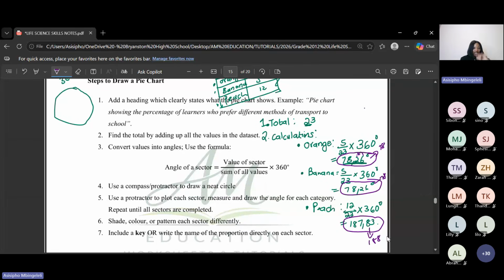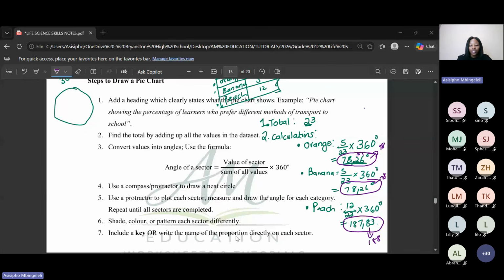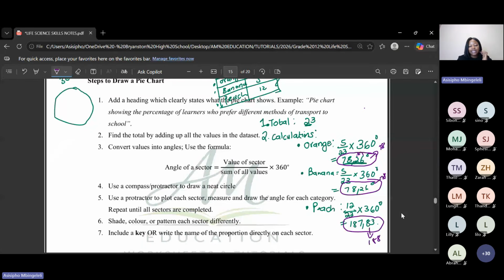You then use a protractor. If you do not know how to use a protractor, there are 1 and 2 minute videos on YouTube which you can watch. You spend 30 minutes or 2 hours on TikTok. So I'm very sure that you can spend 2 minutes on YouTube watching a video on how to use a protractor. Yes, I can see the reactions of people laughing. Yes, you do spend 2 hours on TikTok. So you can spend 2 minutes watching a video on how to use a protractor.